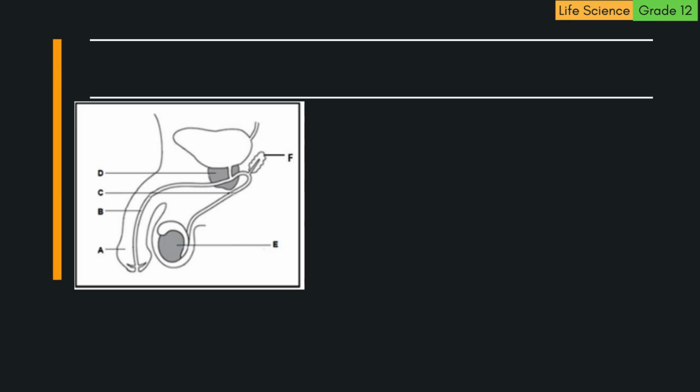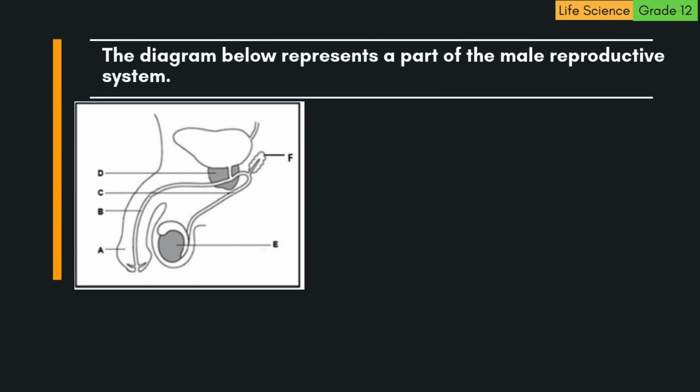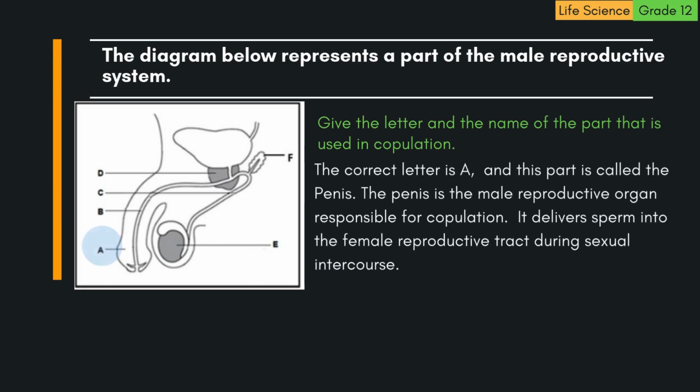Life Science Grade 12 Exam Preparation Revision 1. The diagram below represents a part of the male reproductive system. Question. Give the letter and the name of the part that is used in copulation. The correct letter is A, and this part is called the penis.